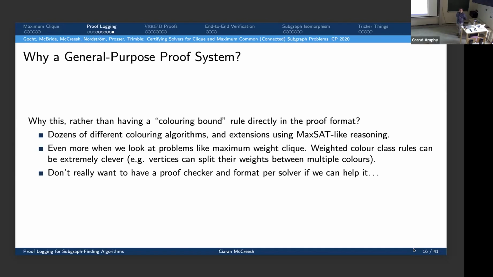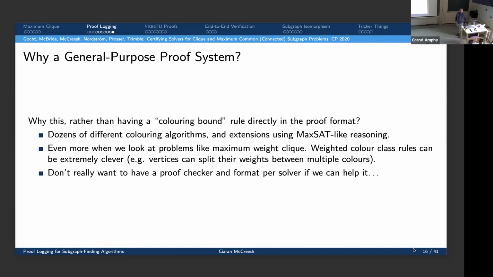When we look at maximum weighted clique, where vertices have different costs, there are even cleverer rules, like you can split a vertex between multiple color classes. There are some really clever weighted clique algorithms that it turns out are trivial to justify using cutting planes. You literally just multiply a color class by its weight and it all magically works. And it seems that, for whatever reason, cutting planes is efficient enough to justify every clique algorithm that everybody has ever come up with.